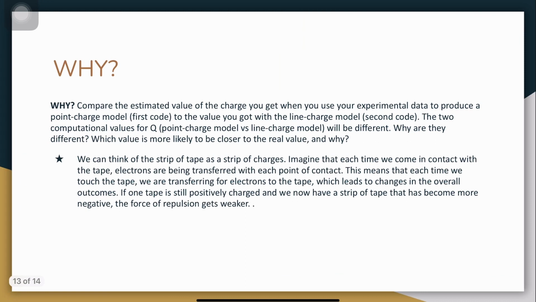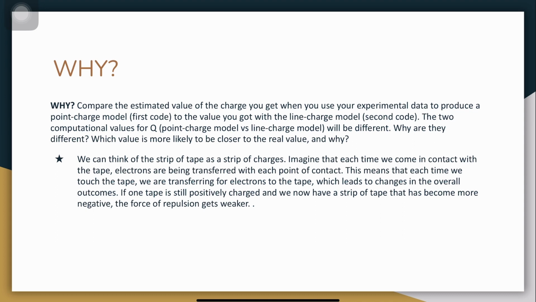We then have to ask why there's a difference between the point charge and the line charge models. The way we handle the tape also makes a big difference, because with a point charge, the region of error becomes smaller because we're looking at a specific point. But when we think of a line charge, there's a lot more interaction that happens.